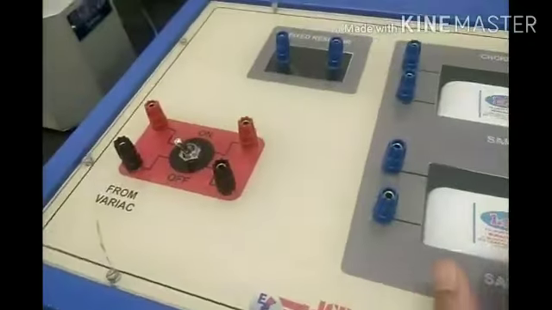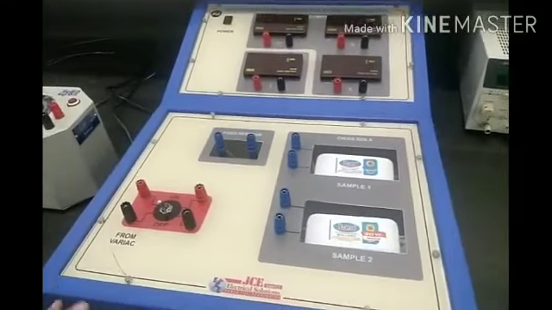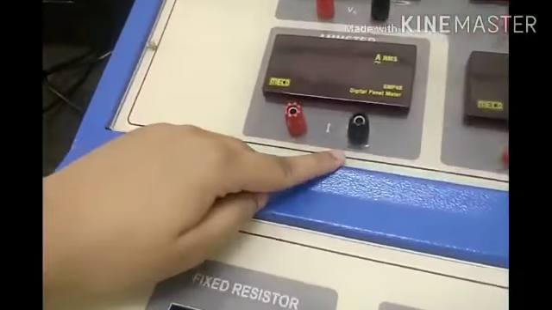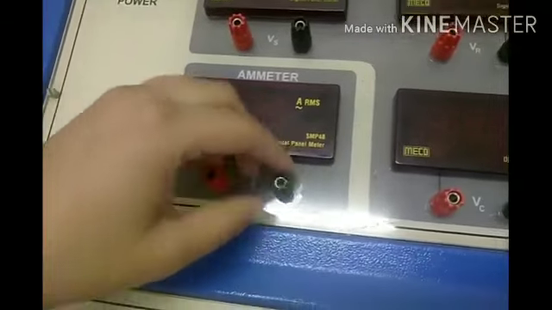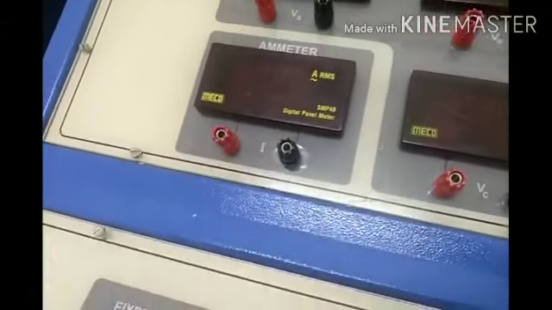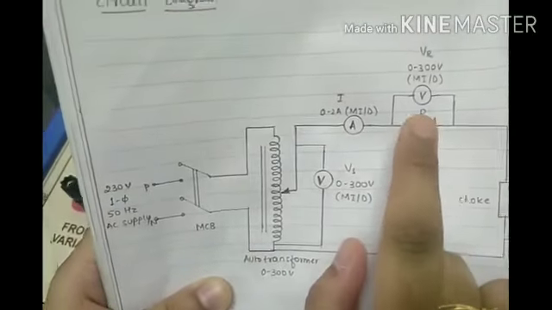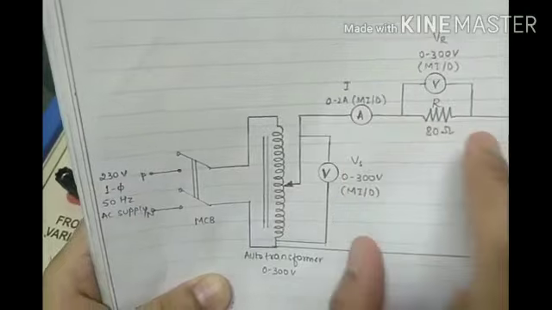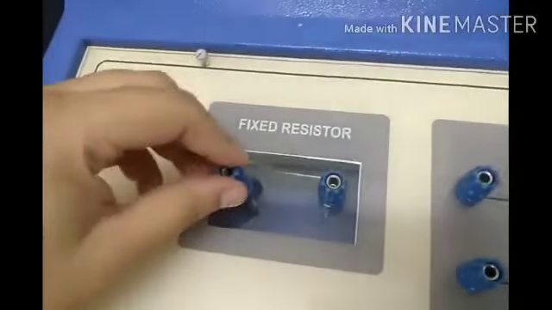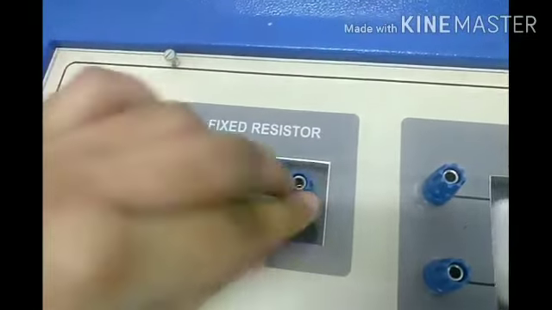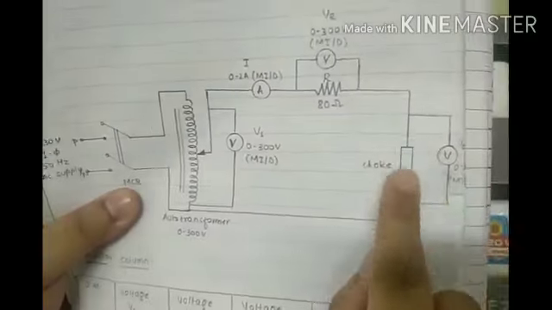So this is our kit basically. Here is the ammeter part, this is the ammeter. From the auto transformer this side will go to the starting of the ammeter. As you can see from the diagram, the ending of the ammeter goes to the resistance part. So the ending of the ammeter, which is this part, will go to the starting of the resistance, and then the ending of this resistor will go to the starting of the choke coil, which is this choke coil.